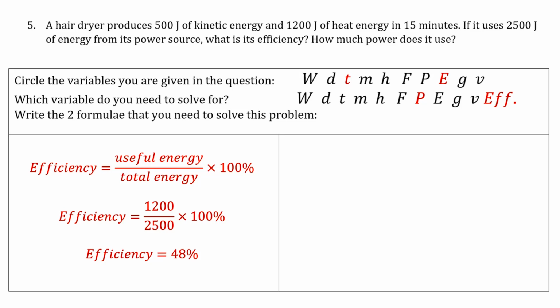So the second part of the question asks us how much power does it use? We need the power equation. Power equals work divided by time. The amount of work done, regardless of whether it was useful or not, is 2,500 joules. And those joules are done in 15 minutes. So the power of the hairdryer is 2.78 watts.